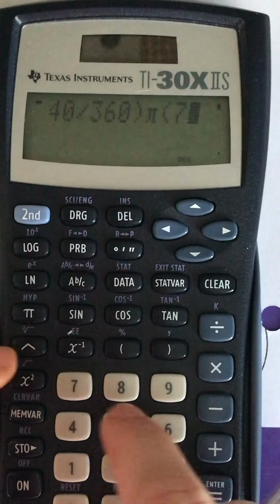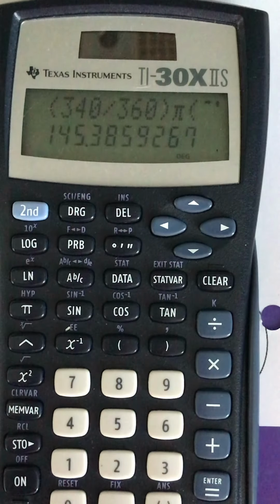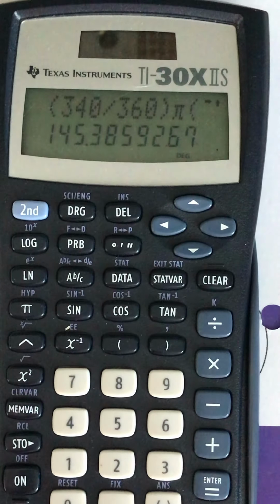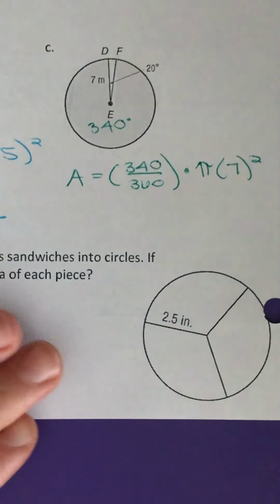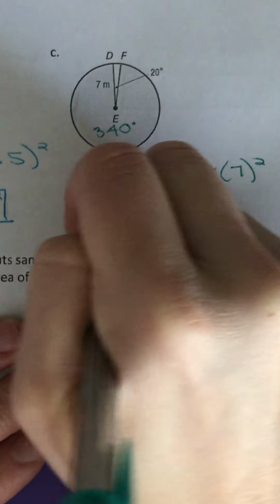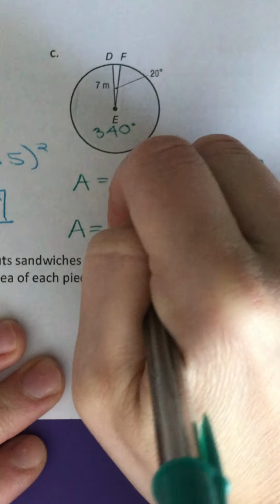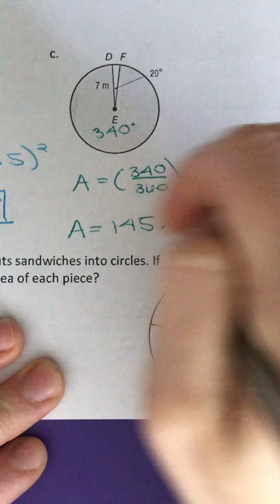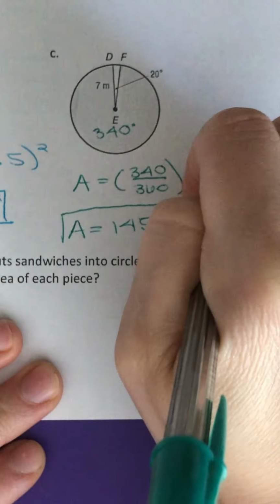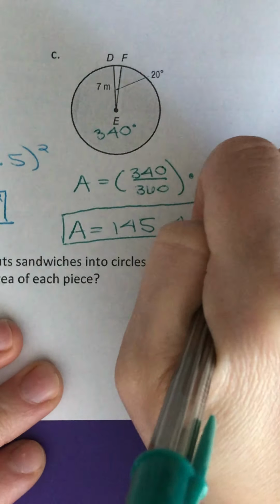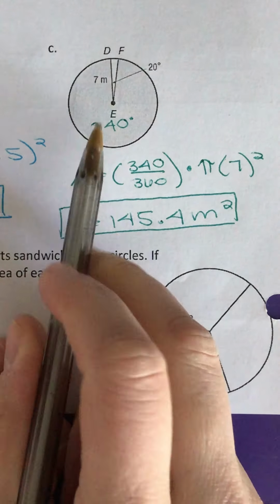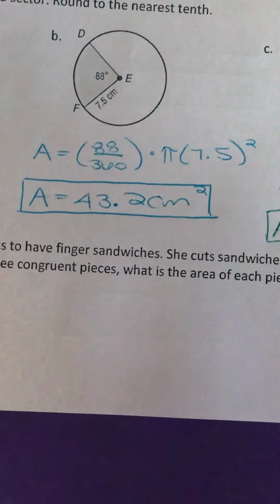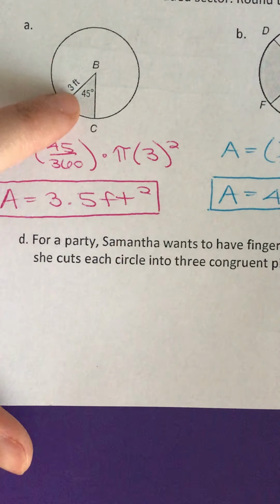340 divided by 360 times pi. What did I say it was? 7 is my radius squared. You should get about 145.4. And my units are meters squared. If you're not sure where I'm getting the units from, I'm looking at the radius. This one was meters, this one was centimeters, and this last one was feet.